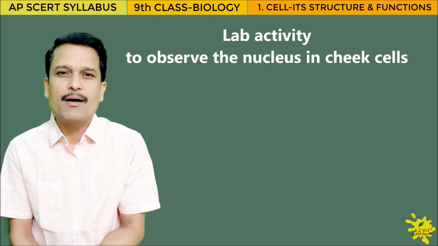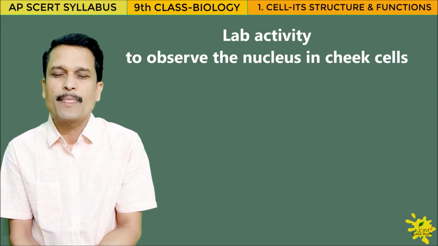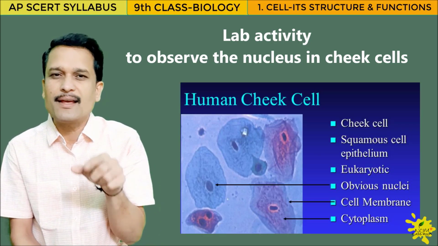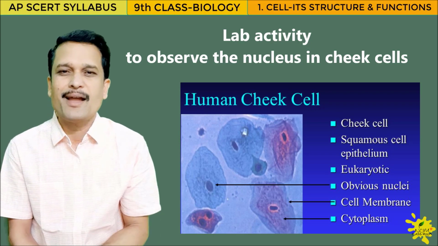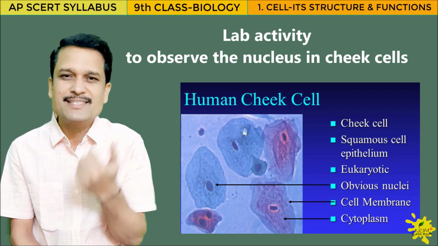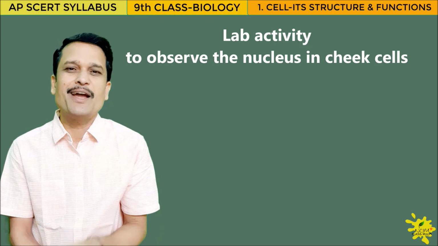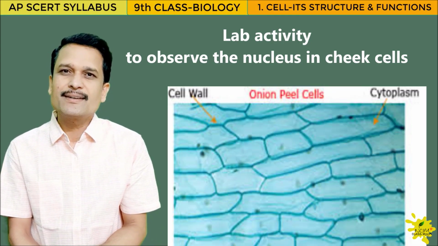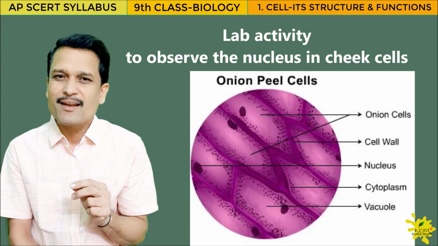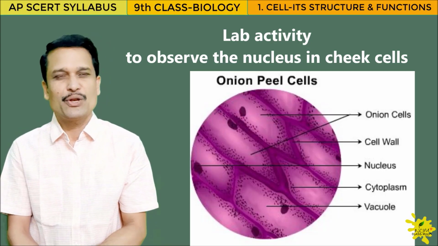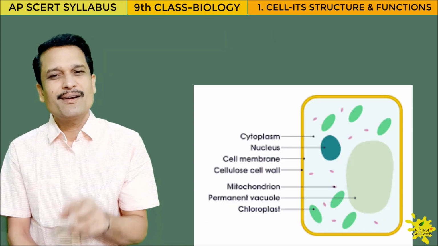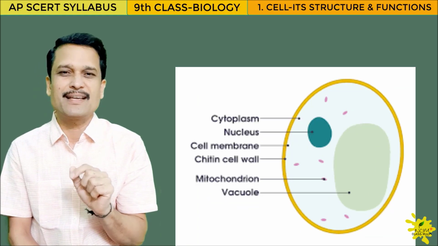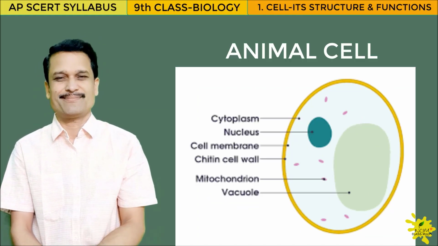Some questions were asked in our textbook. What is the shape of the cells that you have observed? We observed that the cells are circular because they are animal cells, as we collected them from our cheek. We are all animal cells. Are these cell structures similar to the structure of onion peel cells? No, because we know plant cells are rectangular in shape, but animal cells are circular in shape.